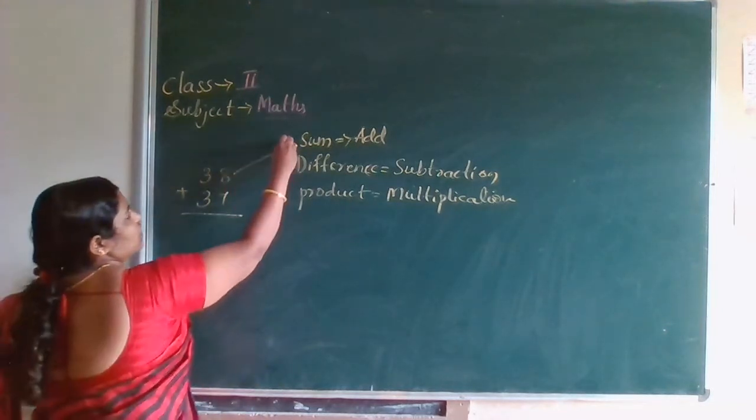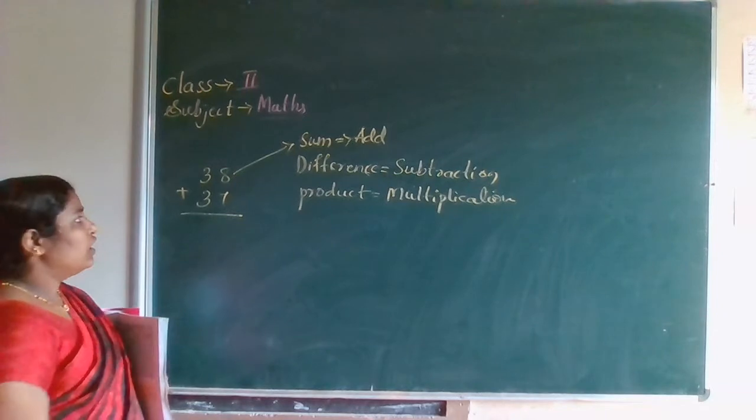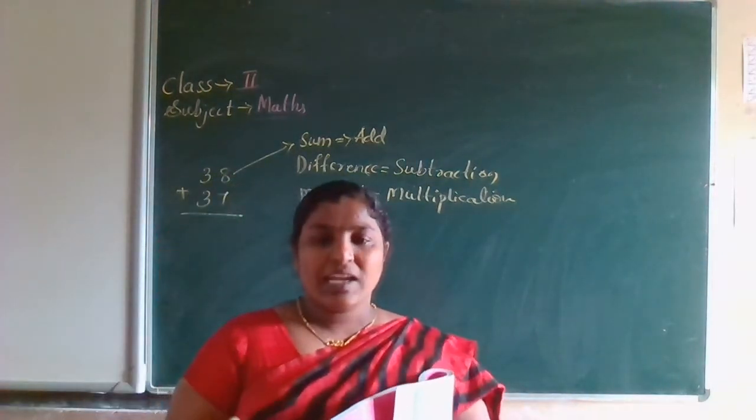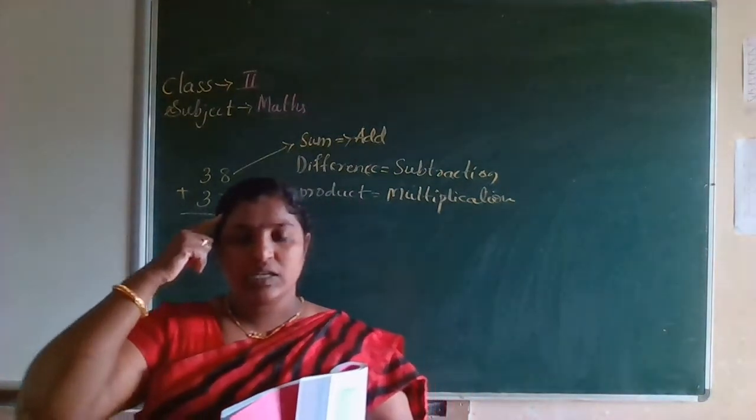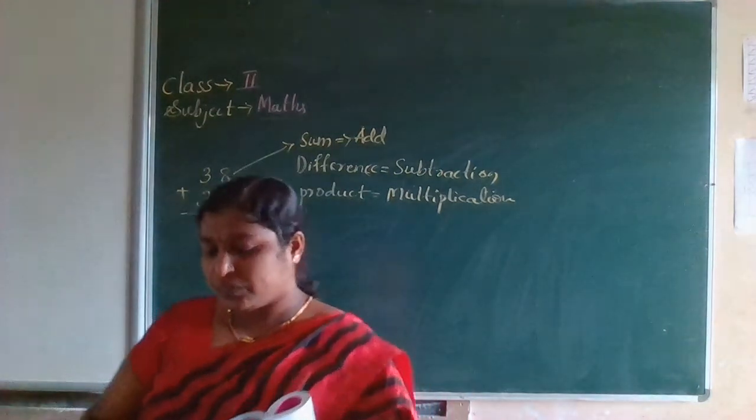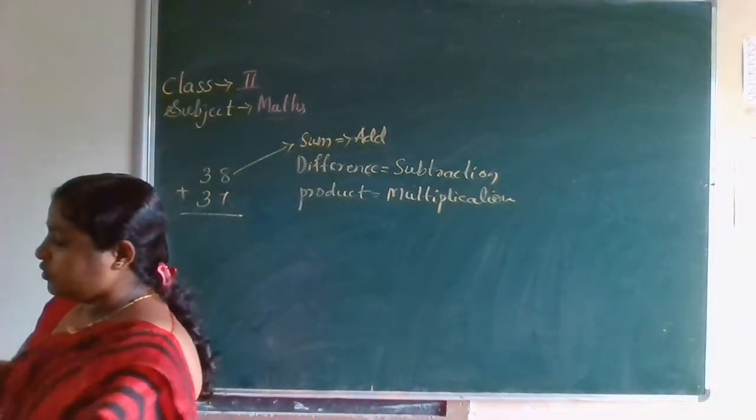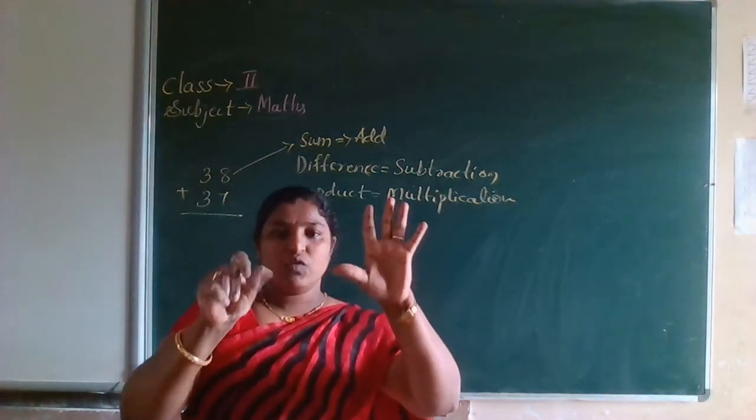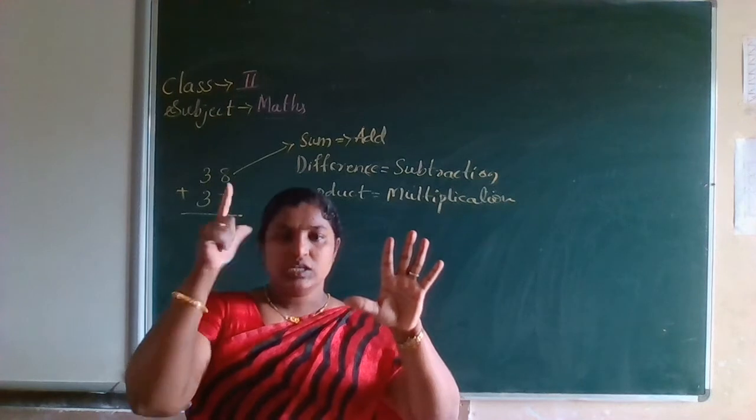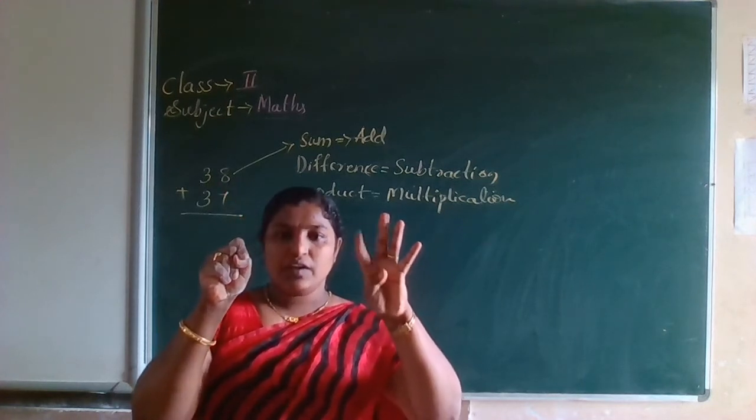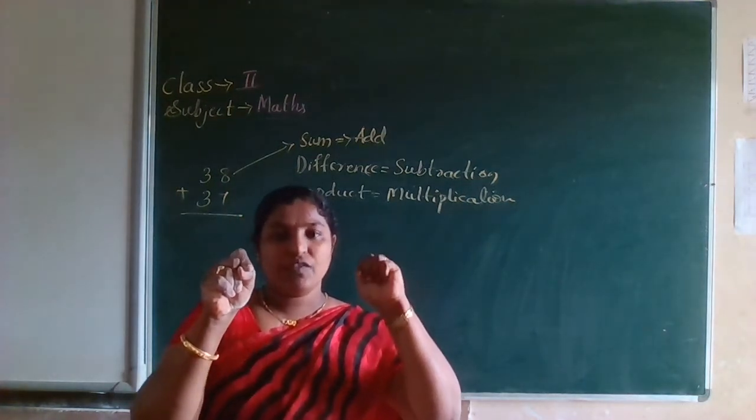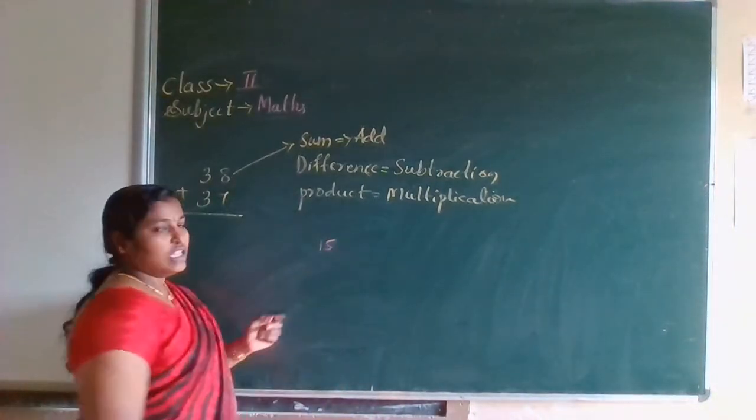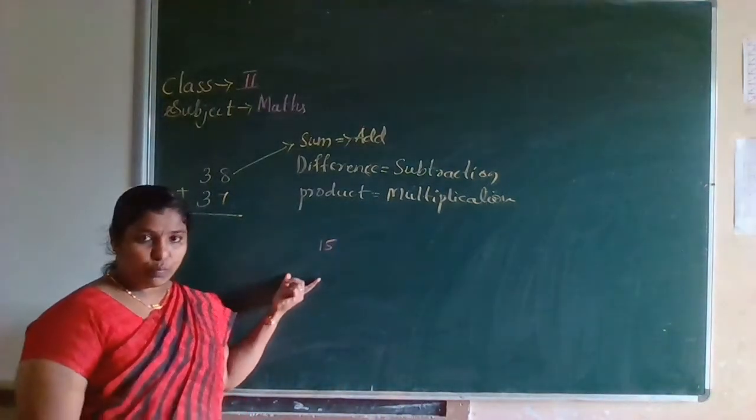This is sum. Okay. 8 plus 7. Keep 8 in your mind and 7 in your hand. 8, 9, 10, 11, 12, 13, 14, 15. So a two-digit number has come. 15. This is addition with regrouping.